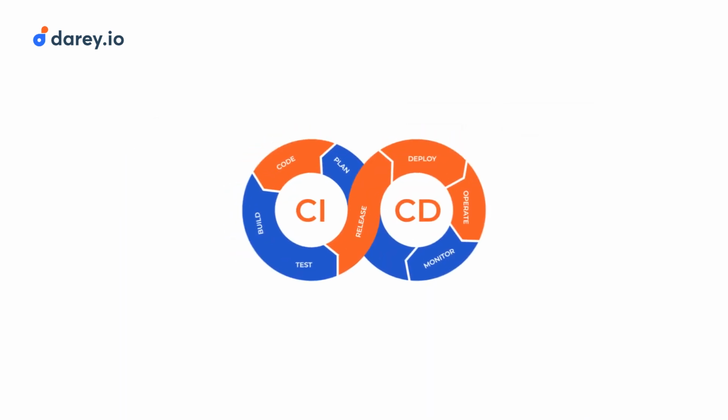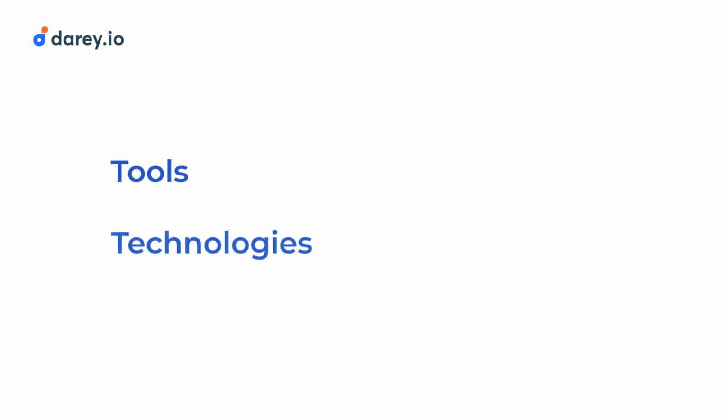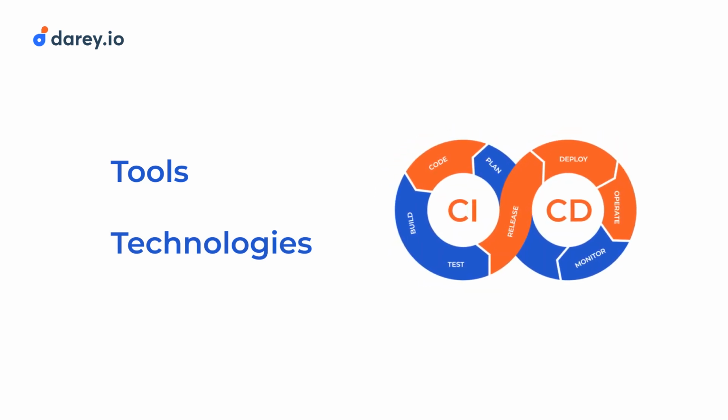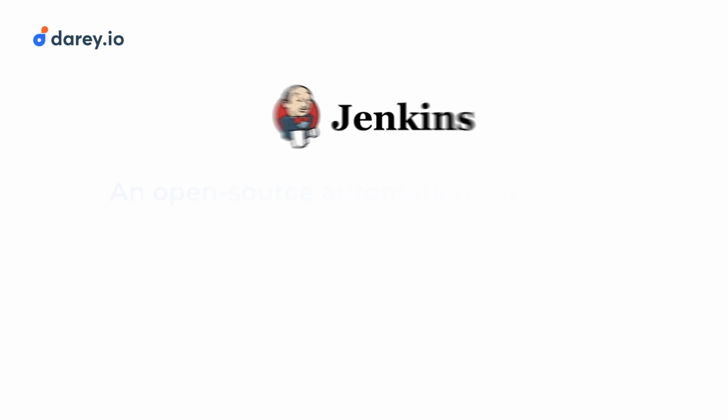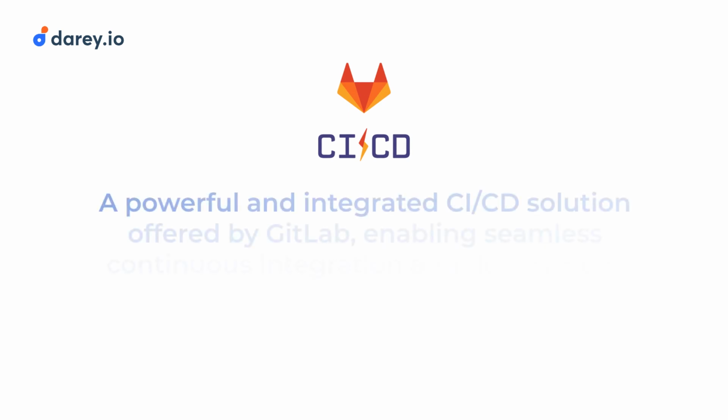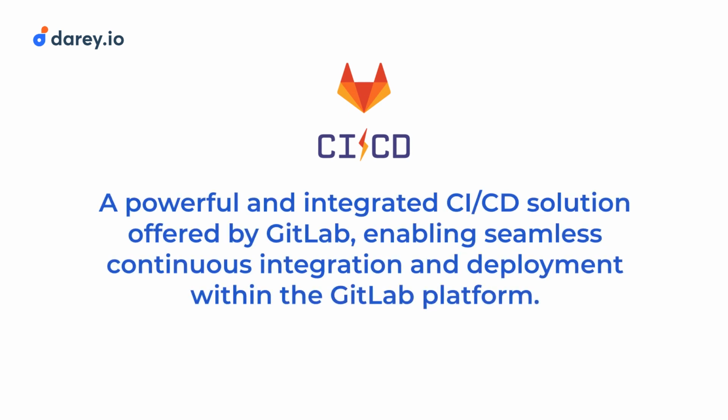Let's talk about the CI/CD tools and technologies. Several tools and technologies can help you implement CI/CD practices. Some popular options include Jenkins, an open source automation server that enables developers to build, test, and deploy applications automatically. GitLab CI/CD, a powerful and integrated CI/CD solution offered by GitLab, enabling seamless continuous integration and deployment within the GitLab platform.